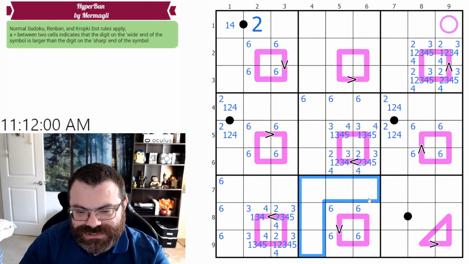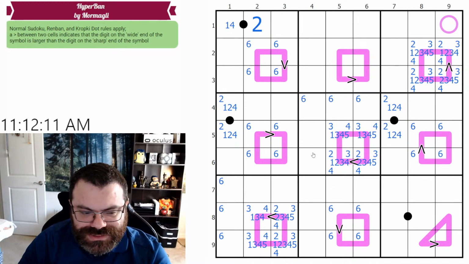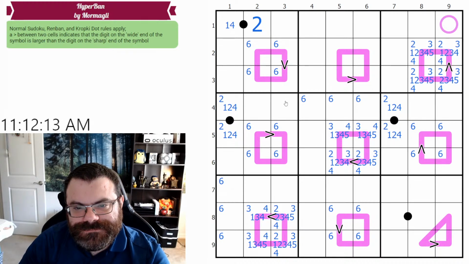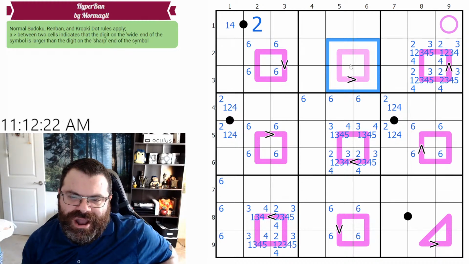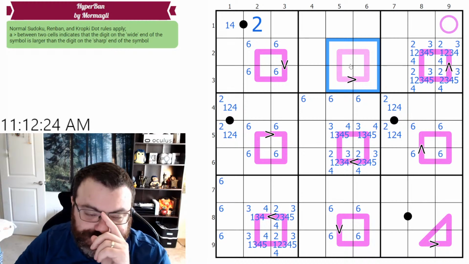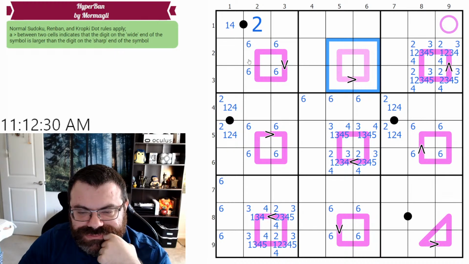One and 2 are here. I'm not marking that. Consider the 1 in box 1. I'm not sure I follow.